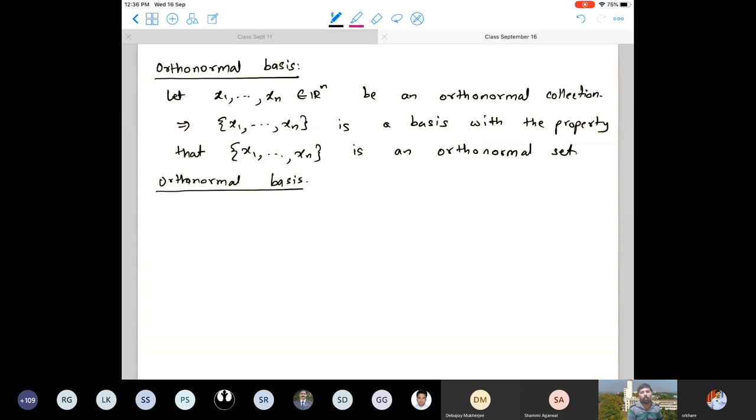Why is it called an orthonormal basis? Because it is a collection of n linearly independent vectors in Rn. If you have a collection of n linearly independent vectors in Rn, then in the previous class you must have seen that such a collection will span the entire space Rn. What does that mean? It means that any vector in Rn can be written as a linear combination, in fact a unique linear combination, of those vectors.